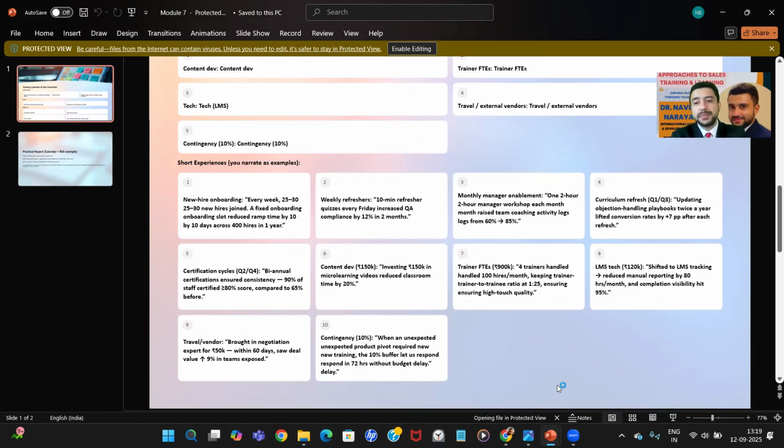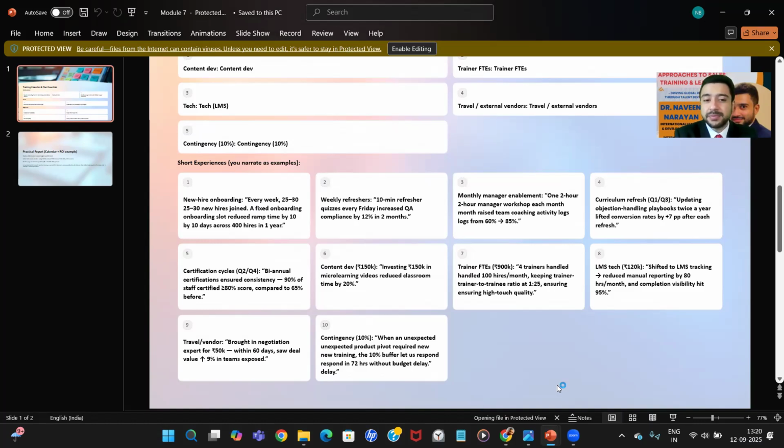And completion visibility hit 95 percent, because tracking becomes so easy. Whether it is product knowledge, process, or payment, whatever knowledge we are imbibing, everything is in the LMS module. Because of which we were able to hit those numbers.